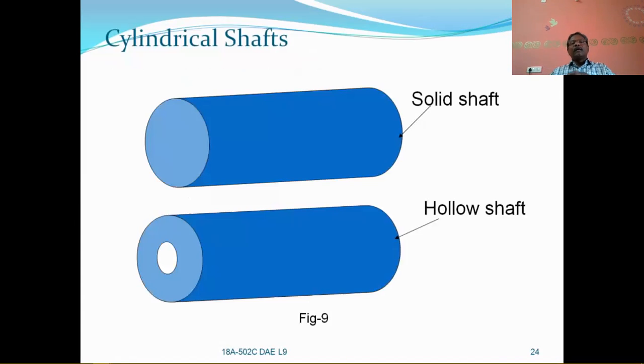So here are the cylindrical shafts. You can see this is a solid shaft. Totally there is no removal of the material in this case, and it is the solid cylindrical shaft, whereas this is the hollow cylindrical shaft. That means there is a hole, and this will be the thickness, and here is the inner diameter, and this will be the outer diameter. So the material is removed in this case.